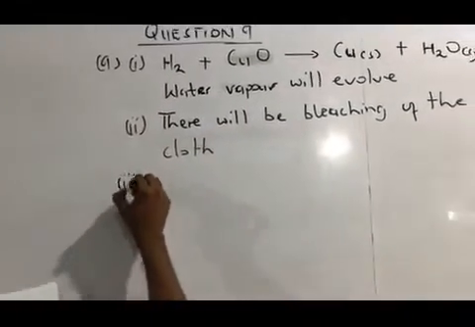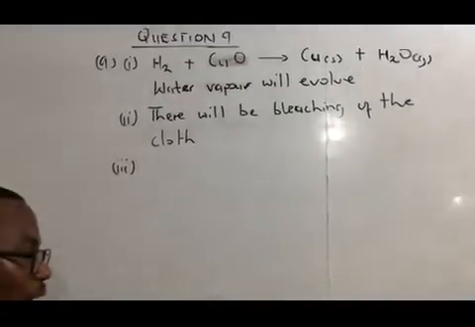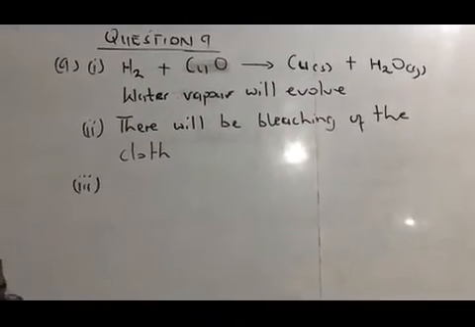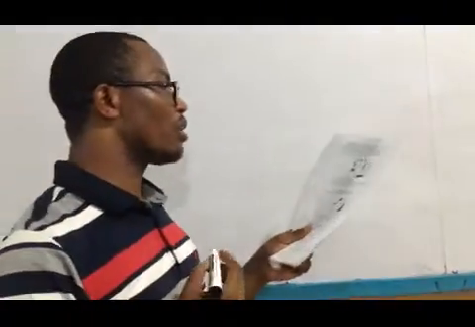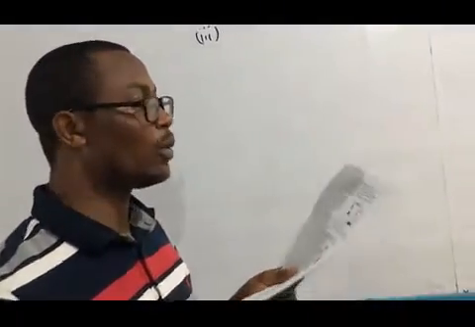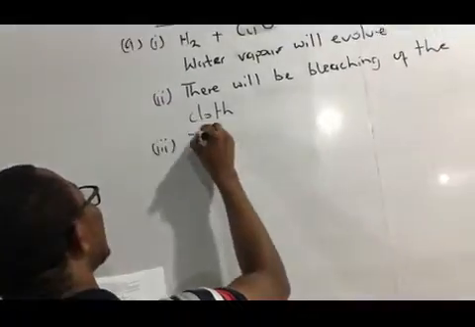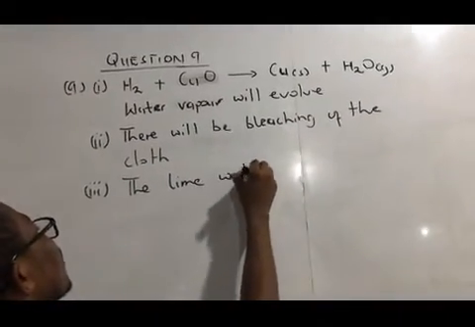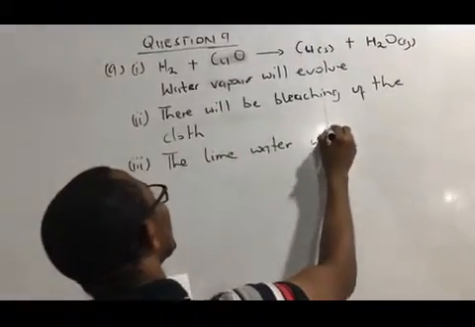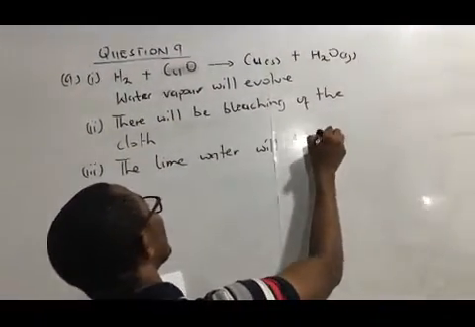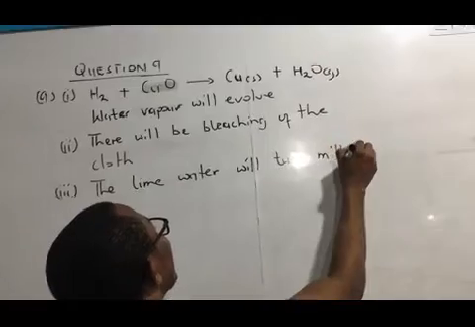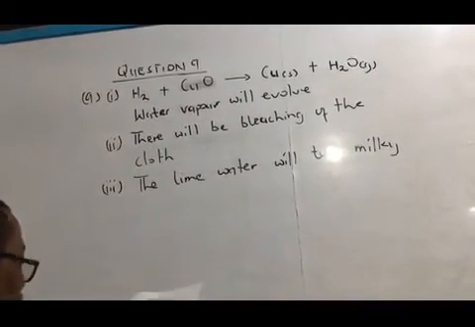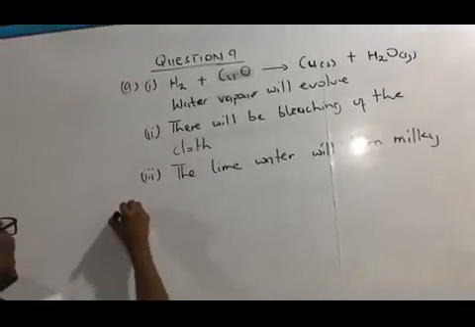Then III, carbon 4 oxide gas is passed through lime water for a long time. I said that in testing for carbon dioxide, you use lime water. So if the carbon dioxide is passed through the lime water, that will be the observation. The lime water will turn murky. Okay, so that is for the A.